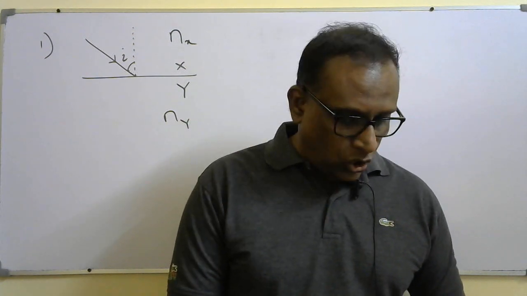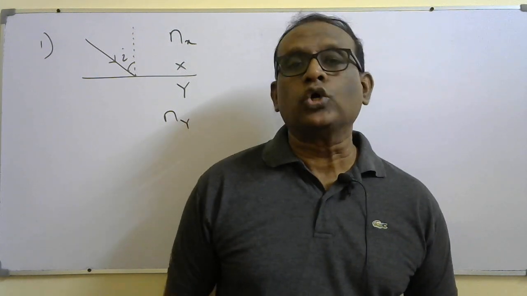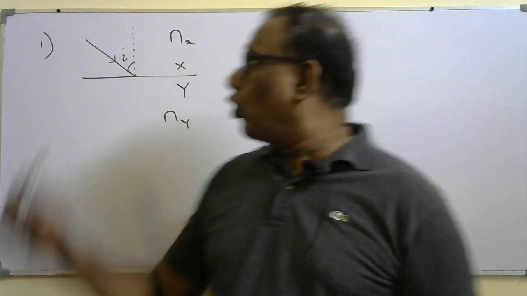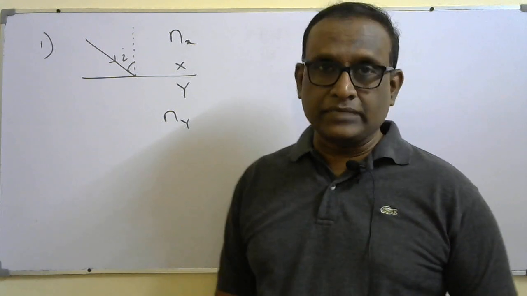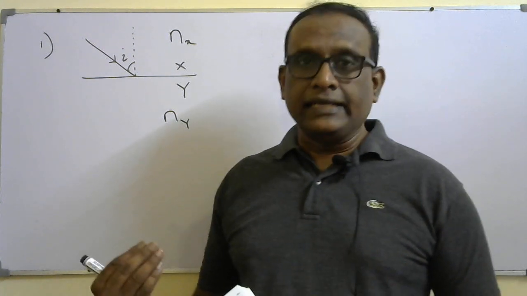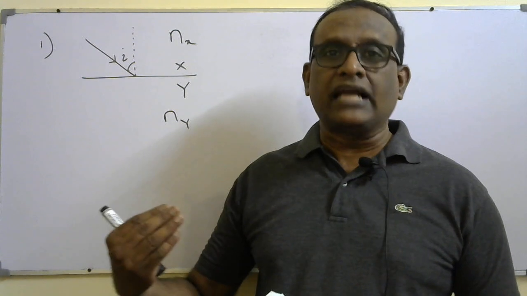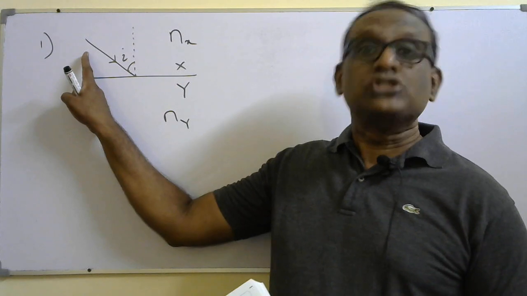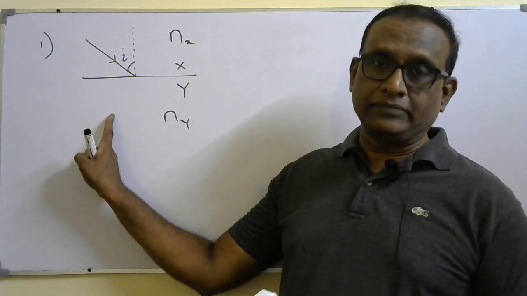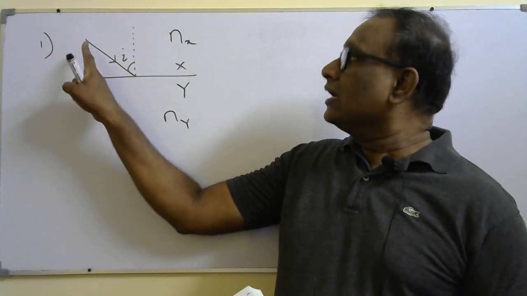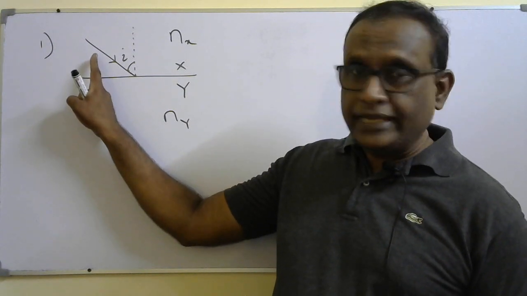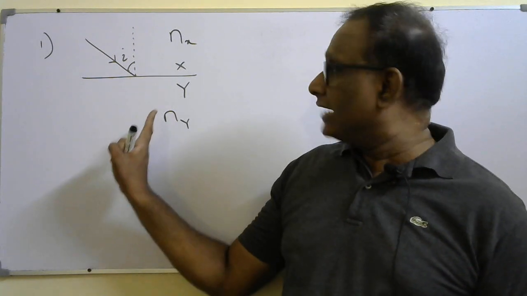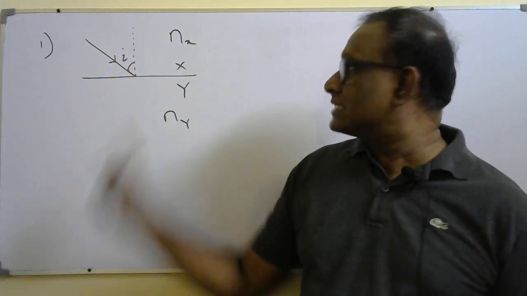at this boundary. Okay, so we should know that to have total internal reflection, the first condition is that the light should travel from an optically denser medium to an optically less dense medium. Optically denser medium means where the speed of light is less, or the refractive index of the medium should be larger compared to the second medium. So for total internal reflection, the refractive index of the first medium, that is X, must be greater than the refractive index of the second medium, which is Ny.